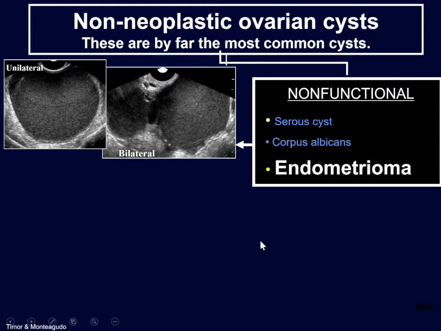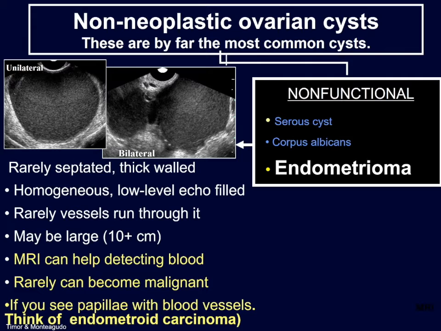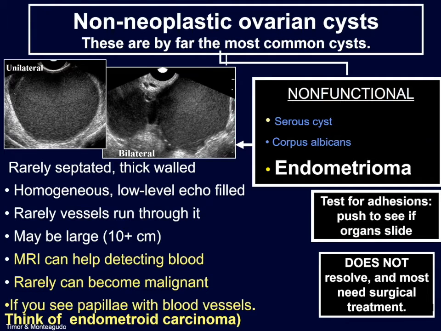Non-neoplastic ovarian cysts are the most common cysts, and the endometrioma represents one of them. They are rarely septated, homogeneous, low-level echo field, no vessels, may be large, up to about 10 centimeters. MRI here is pretty useful, detecting blood well. They rarely can become malignant, and watch out for blood vessels and think of endometrioid cancer. At this point, test for adhesions, because usually they are amidst a patient who has endometriosis. They do not resolve, and most need surgical treatment.